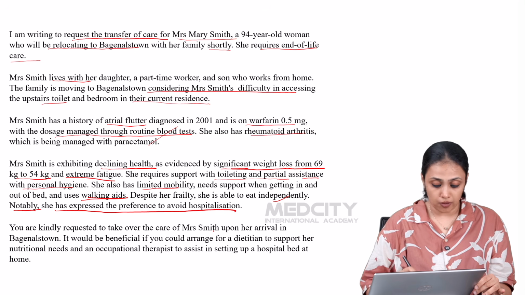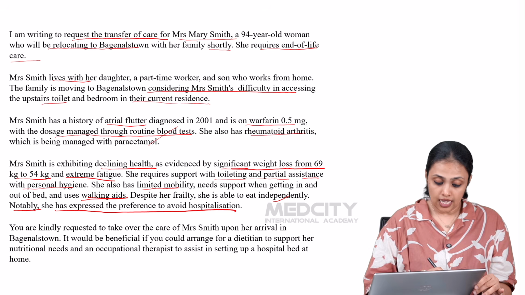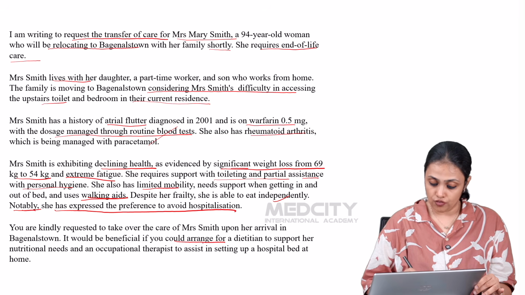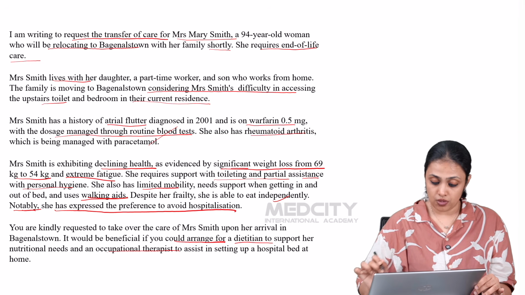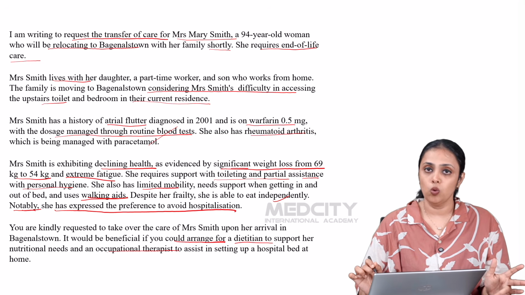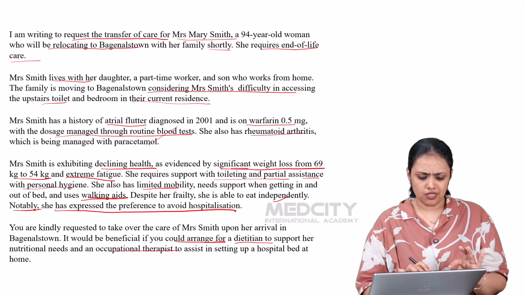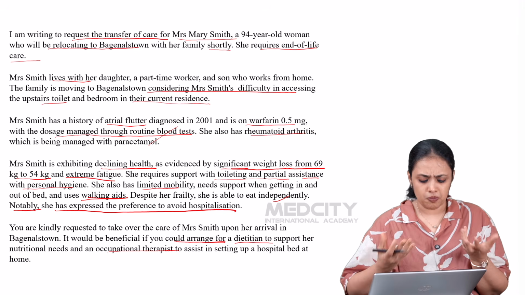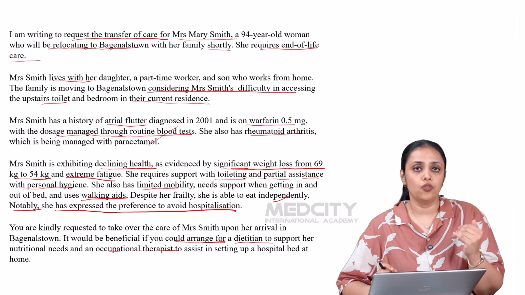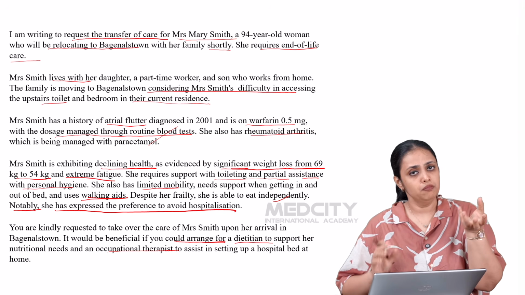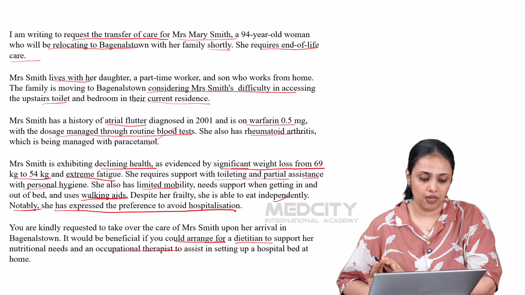Then finally, winding it up with the recommendation paragraph: you are kindly requested to take over the care of Mrs. Smith upon her arrival in Bagnallstown. It would be beneficial if you could arrange for a dietitian to support her nutritional needs and an occupational therapist to assist in setting up a hospital bed at home. Okay, so the recommendation, I don't think it's much confusing, because two points are very clearly, specifically listed out there. You have to just take them, paraphrase them, and put them into the recommendation paragraph.